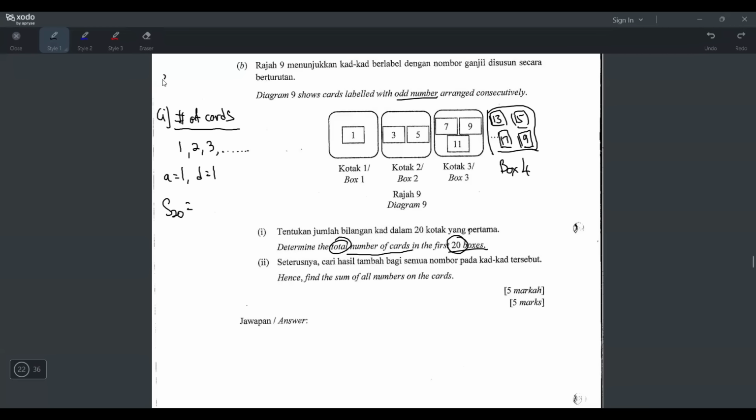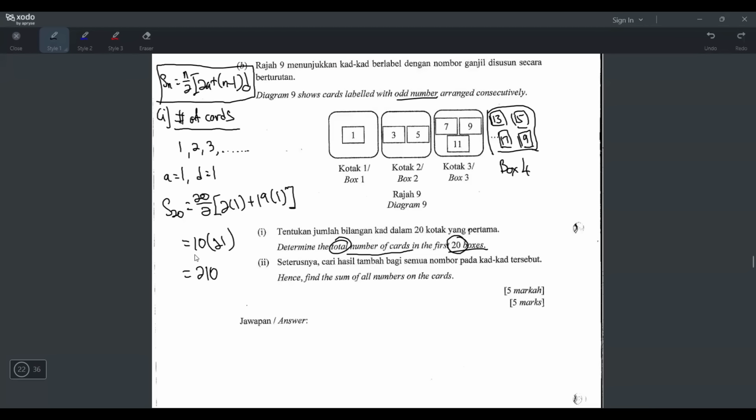So the formula for Sn in arithmetic progression is n over 2 big bracket 2a plus n minus 1 d. This is its formula, so we have to use it now. It will be 20 over 2 big bracket 2a, which is 1, plus n minus 1, 20 minus 1, 19 times d. 20 divided by 2 is 10, 2 plus 19 is 21, times 10, 210. That means the total number of cards in the first 20 boxes all added together is 210. So this is the correct way. Okay, let's do number 2.